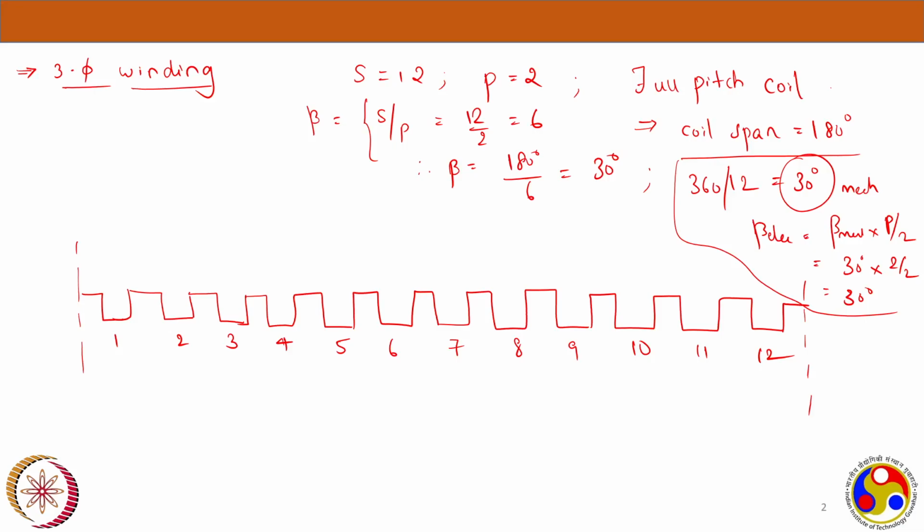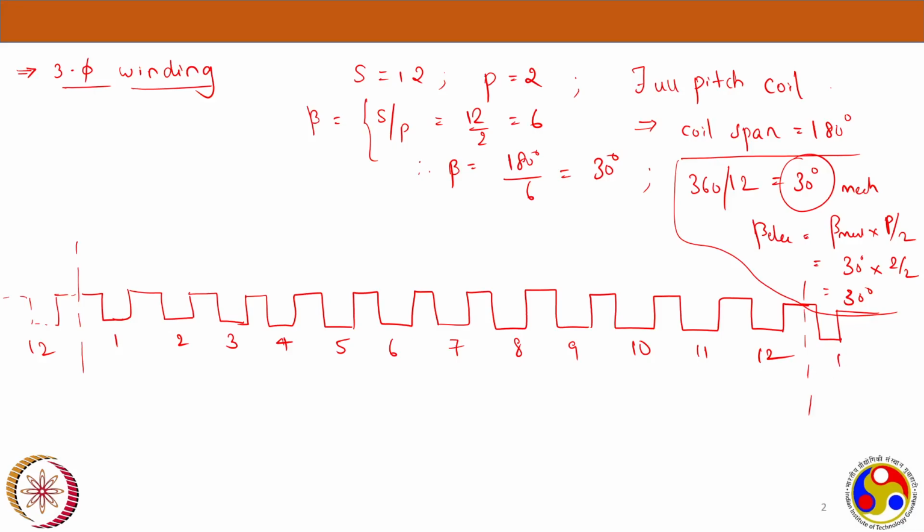Actually it will come as a round. So after 12 you will again get the first slot, and before 1 here you will get the 12. So this is again 1. So that's how the machine would look like.